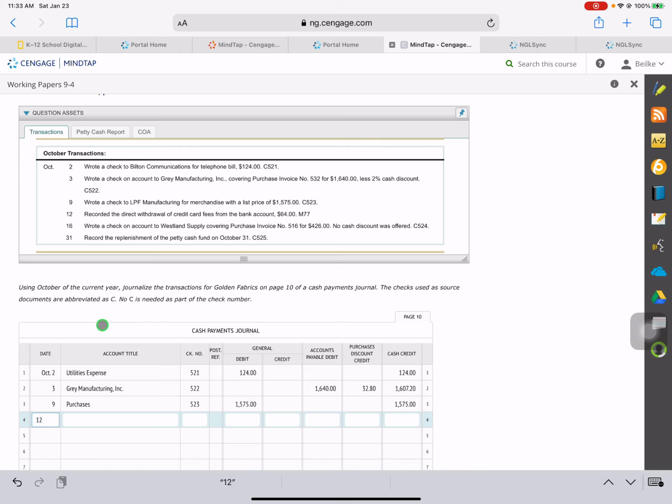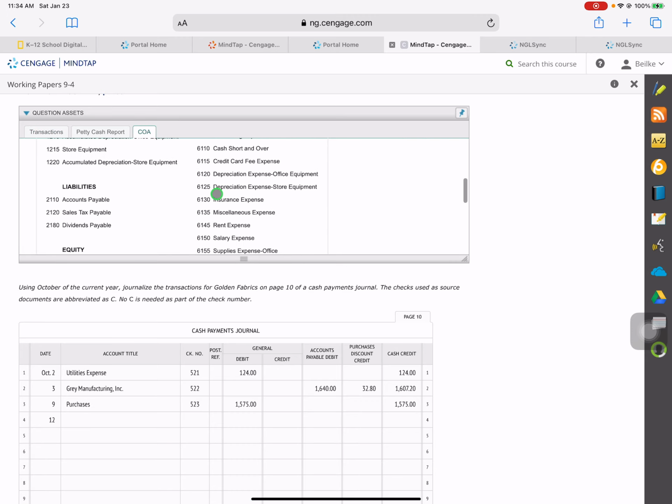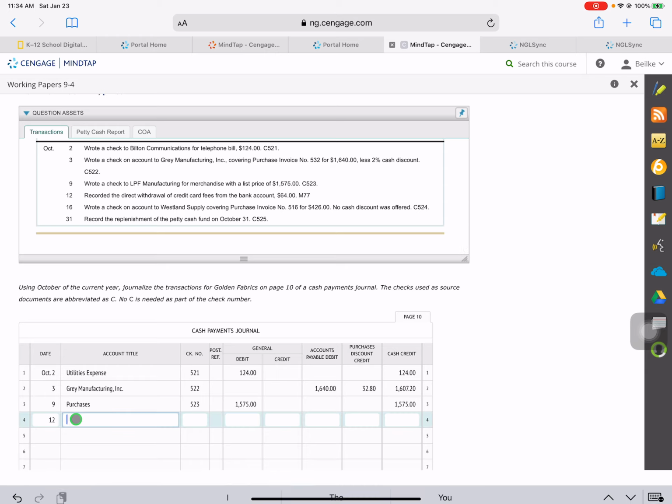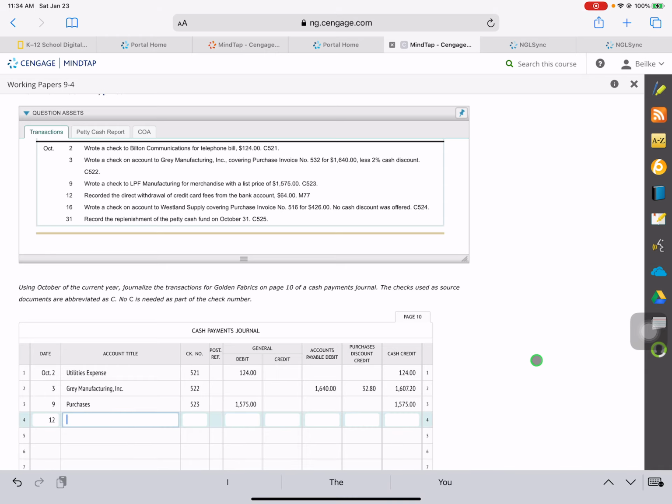Okay, our next one, on the 12th, we recorded a direct withdrawal of our credit card fee from the bank, $64, memorandum 77. So the bank is charging us a credit card fee for the use of the credit card, and it is automatically deducted from our bank account, so we don't have to write out a check for it, but we do have to record it. If you look at your chart of accounts, you can see we do have a credit card fee expense because we do want to keep track of how much the credit card does cost the business.